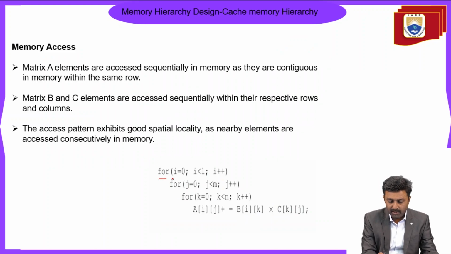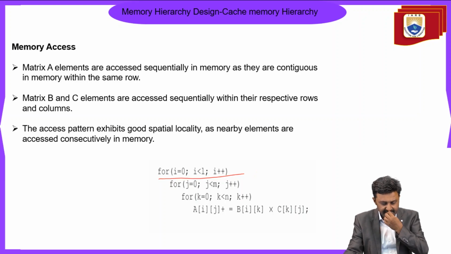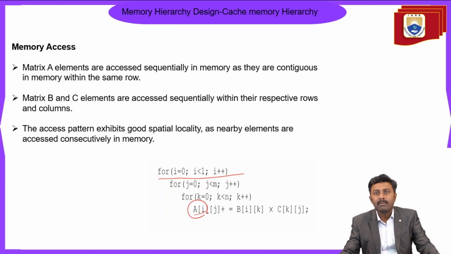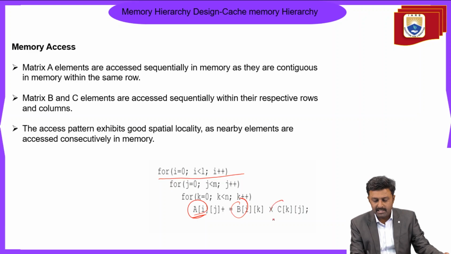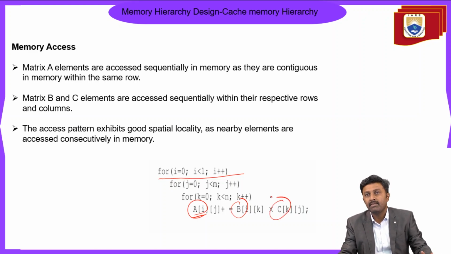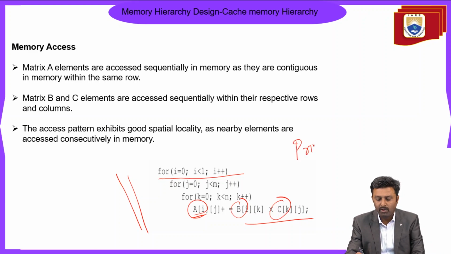In the same example of the principle of locality, we'll see how the memory is accessed. The matrix A elements are accessed sequentially in memory as they are contiguous in memory within the same row. Whereas the matrix B and C elements are accessed sequentially within their respective rows and columns. This tells how the memories are accessed in a program. This is an example of a program written in the processor for the memory hierarchy design, and it exhibits the principle of locality.